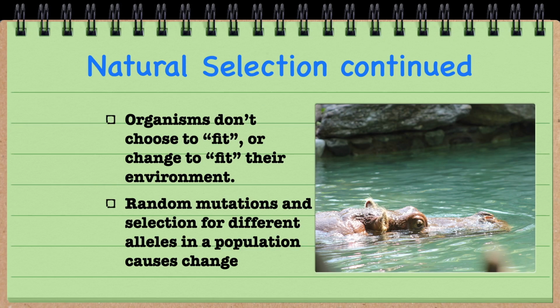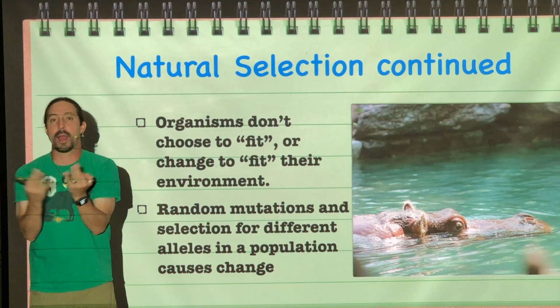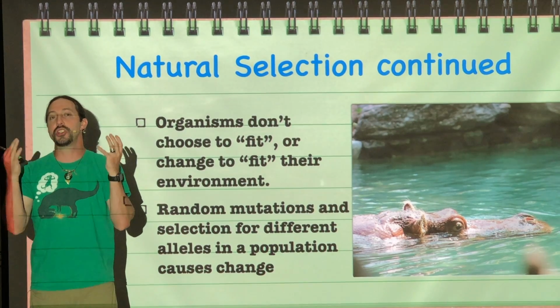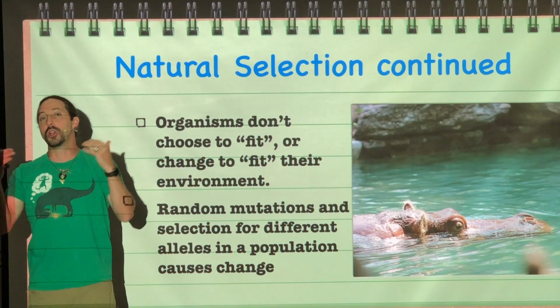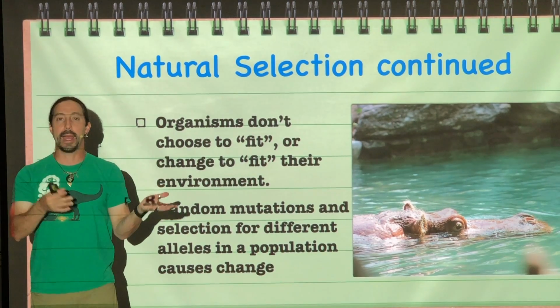Random mutations cause new alleles to be formed, and nature, the environment around the organism, is going to determine whether or not those new alleles are good or bad.